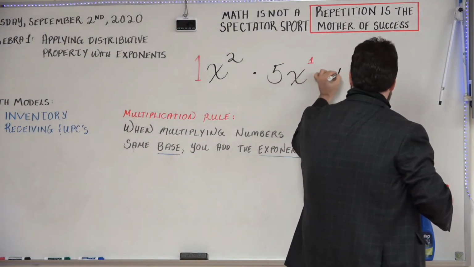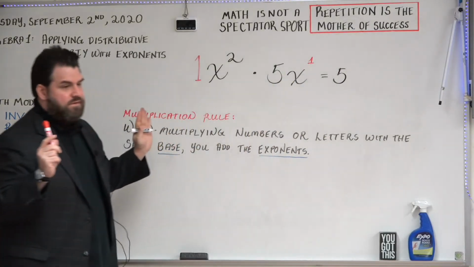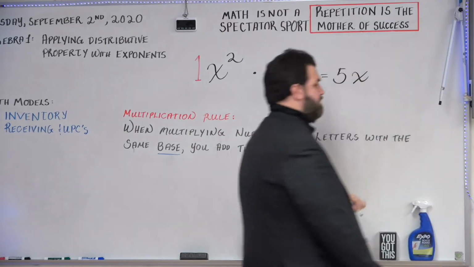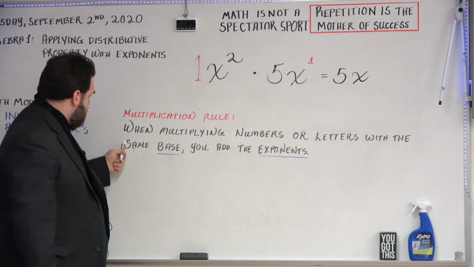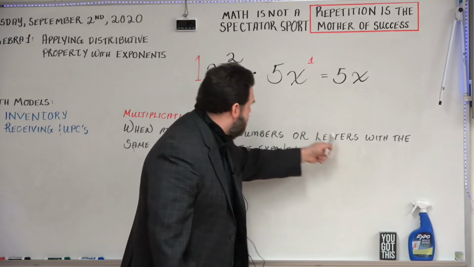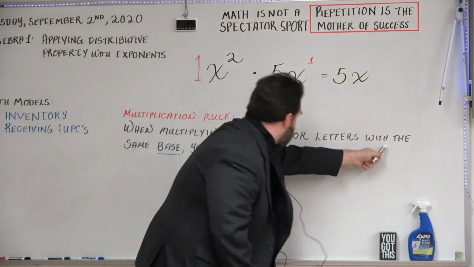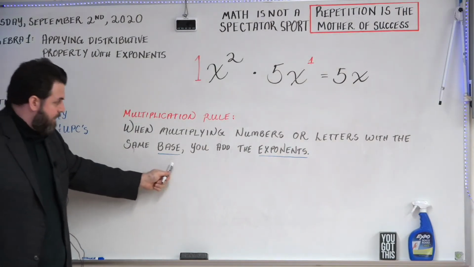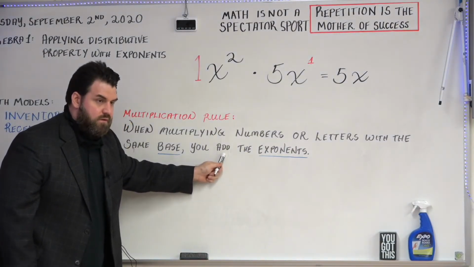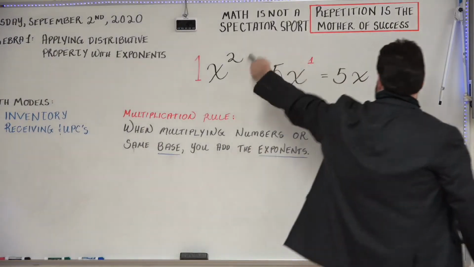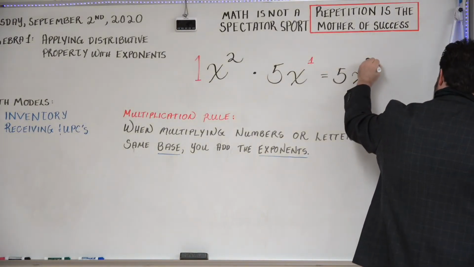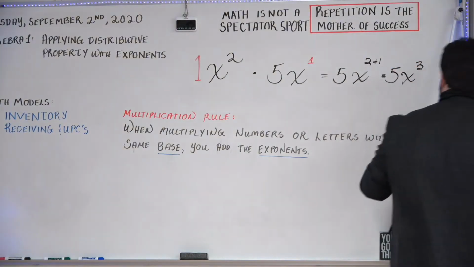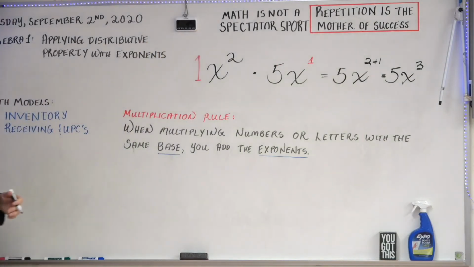Okay, so the first part of our answer is done. We don't have to worry about the numbers anymore. Now, we're just going to write x. When multiplying numbers or letters with the same base, x, they're both the same. What do we do? Add the exponent. So what do I add together? 2 plus 1. Okay, and what is that? 3. So the final answer is 5x to the 3rd power, or raised to the power of 3.